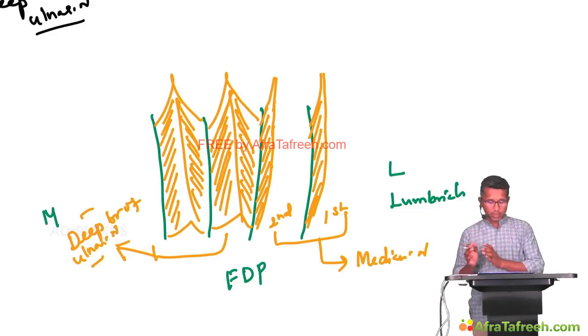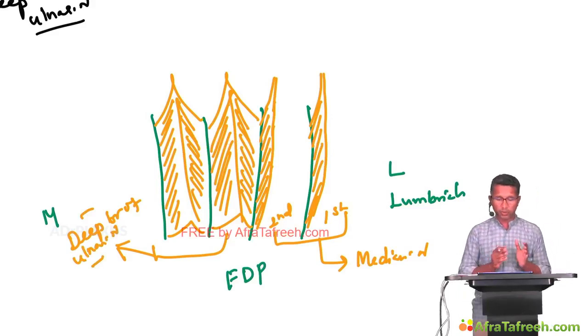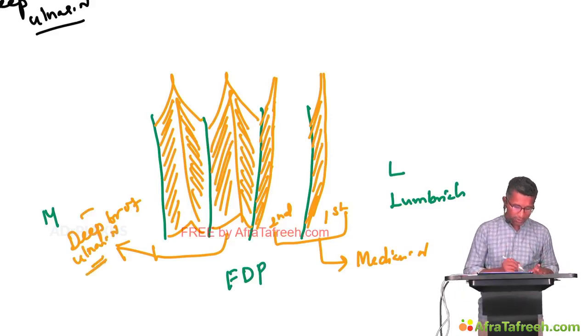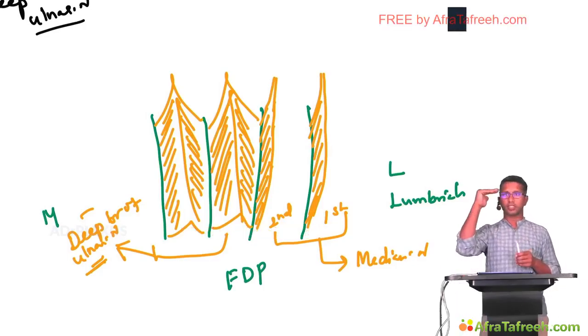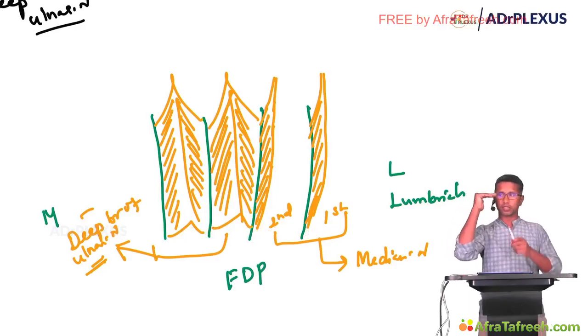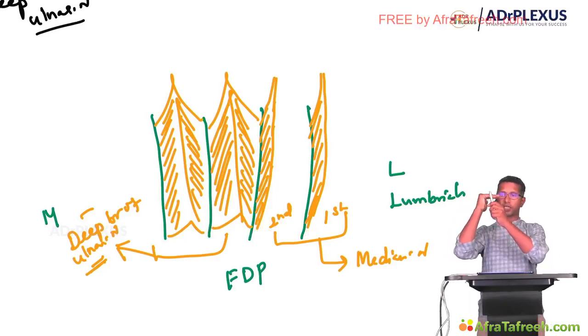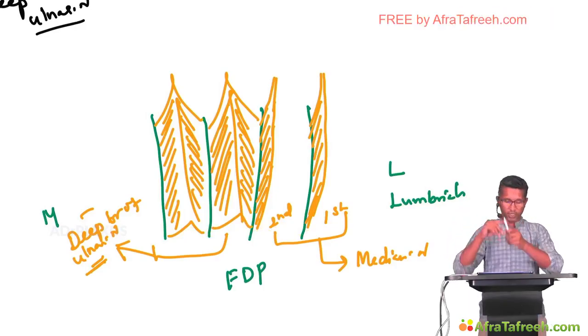So the lateral 2 lumbricals are supplied by the median nerve and the medial 2 lumbricals are supplied by the deep branch of the ulnar nerve. Now what is the function? You keep your hand like this. This is the function of the ulnar. Flexion at the metacarpophalangeal joint and extension at the interphalangeal joint is the action of the lumbricals.